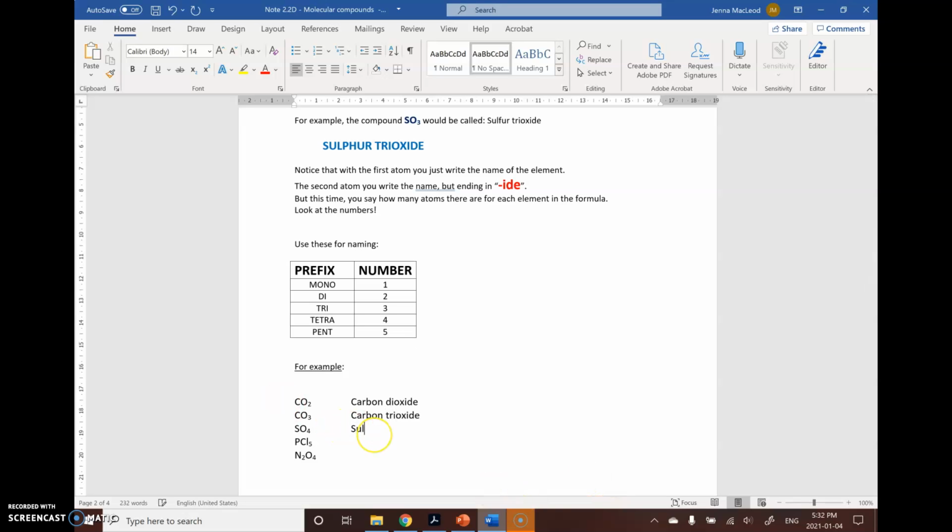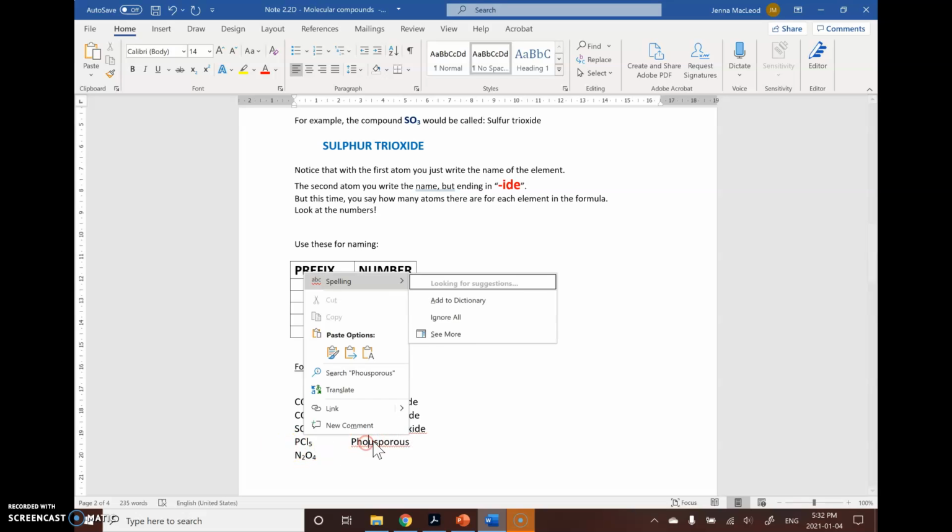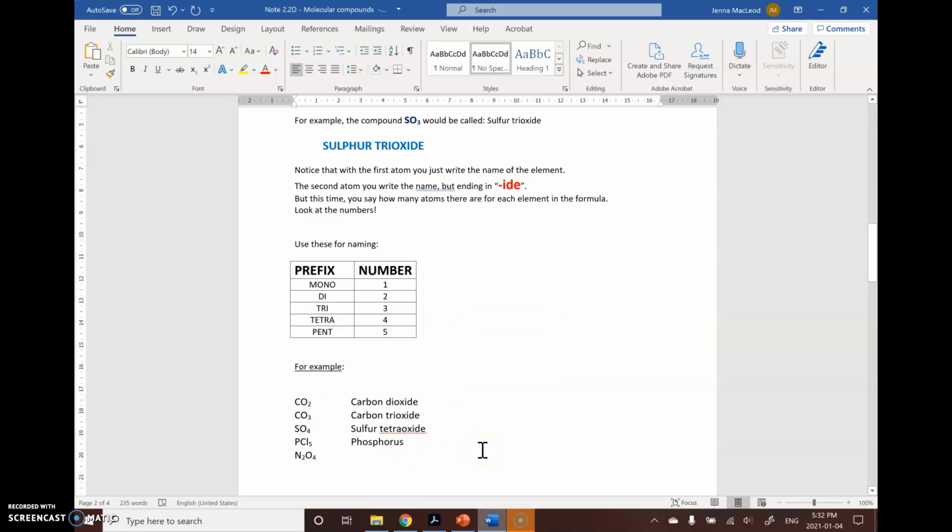We're going on to the next one. S is for sulfur, and we have oxygen again, so we're going to change it to IDE, and the number attached to it is 4, so that's tetra. The next one is phosphorus. Oops, I think I spelled that wrong, but it's okay. Phosphorus, and it's chlorine. Cl is chlorine. So we have to change that to IDE, and then we have to take a look at the 5, which is pent. So this is going to be pentachloride.